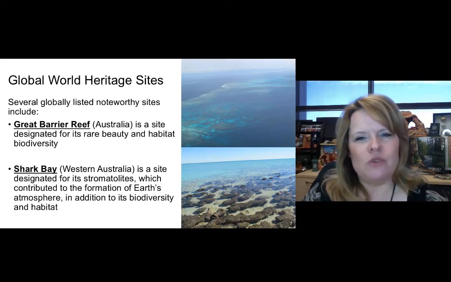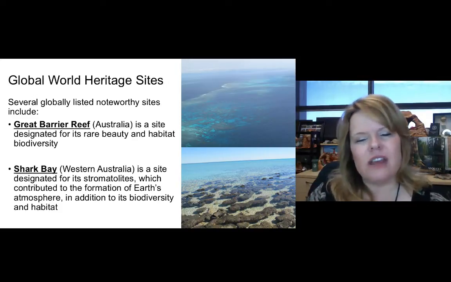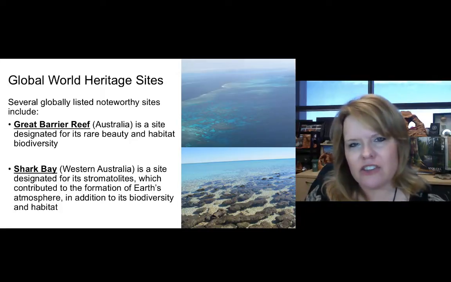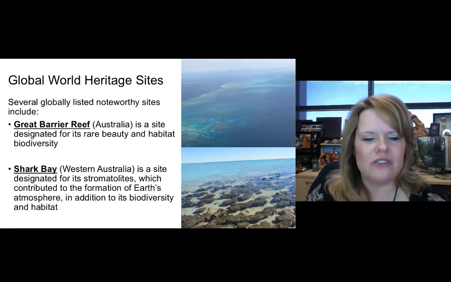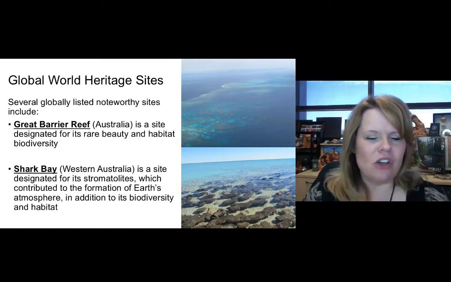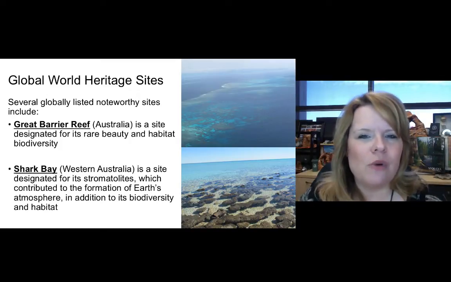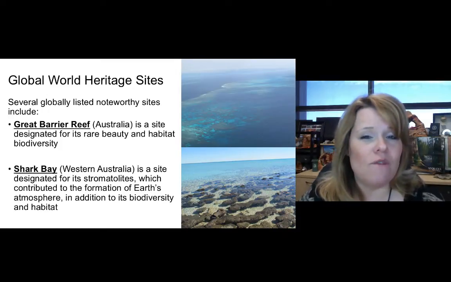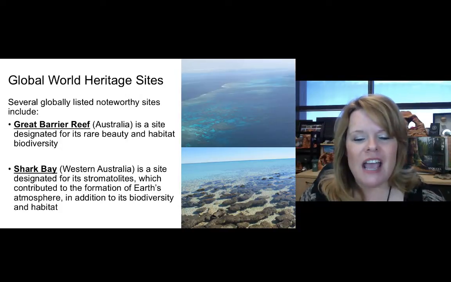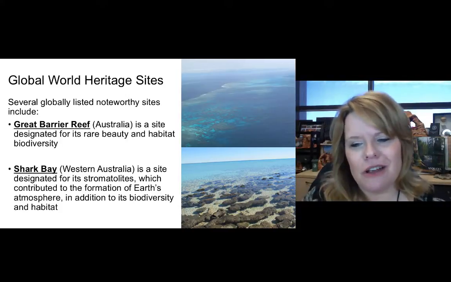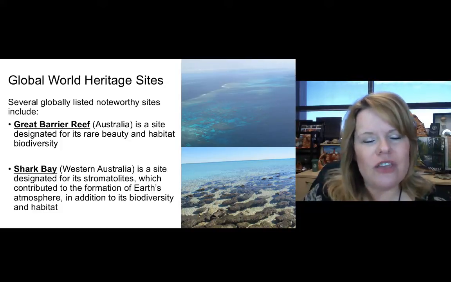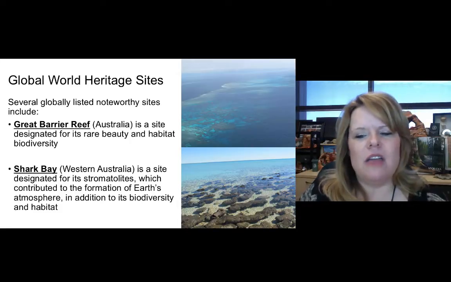Then there's Shark Bay, which is in Western Australia, and it's the site designated for its stromatolites. There are only 2 places in the world that have large colonies of living stromatolites. And stromatolites contributed to the formation of the Earth's atmosphere back in the Proterozoic eon of the Precambrian. This particular area is also very special because it has a set of unique marine mammals. And so its biodiversity and habitat is preserved. And these are stromatolites. They're in very shallow water. It's very salty and a special place to visit indeed.